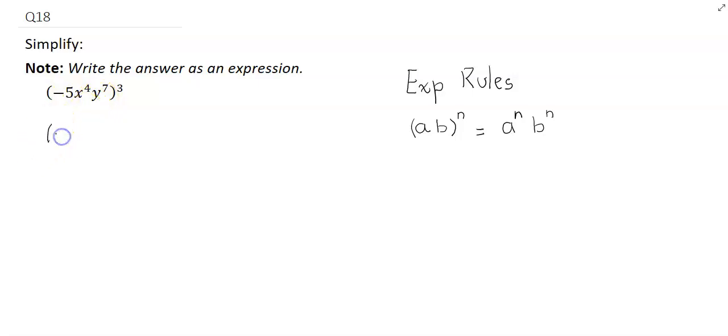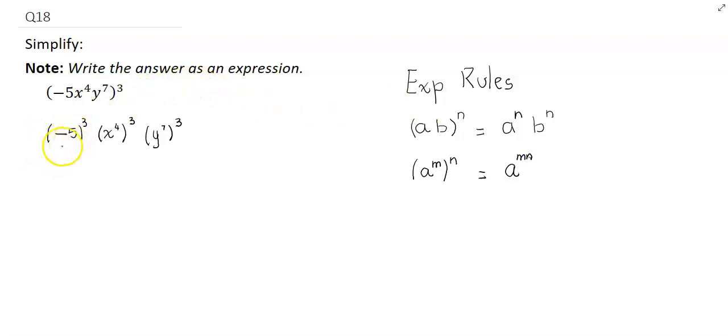Do not forget the negative, so -5 to the power of 3, x4 to the power of 3, and y7 to the power of 3. And remember, everything is multiplying each other. There is no sign to put here or anything. They are very close together. And so I use this exponential rule. Now I know another rule that says if I have a power to another power, I keep the base and I multiply the power.